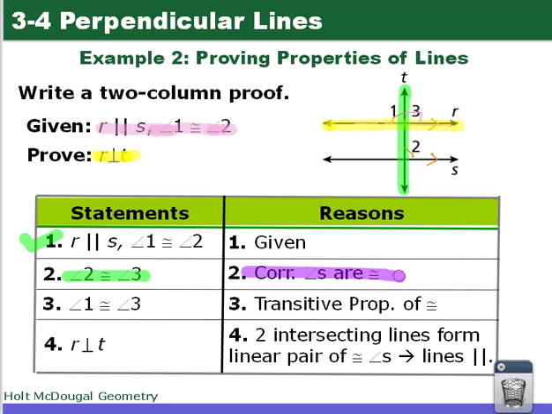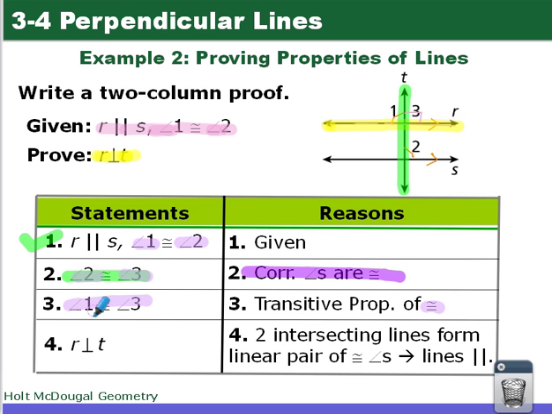Next, the statement is angle 1 is congruent to angle 3. How do we know that? Well, transitive property of congruence, and remember it's congruence, not equality. Because we're told 1 is congruent to 2, 2 is congruent to 3, so 1 has to be congruent to 3 by transitive property of congruence.